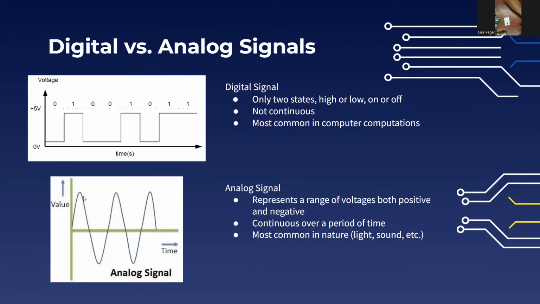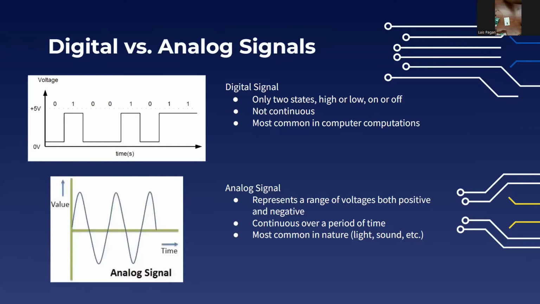Usually analog signals can be both positive and negative, but in our case, we're only dealing with positive analog signals. And you'll see that these are continuous. They're composed of just sine waves.